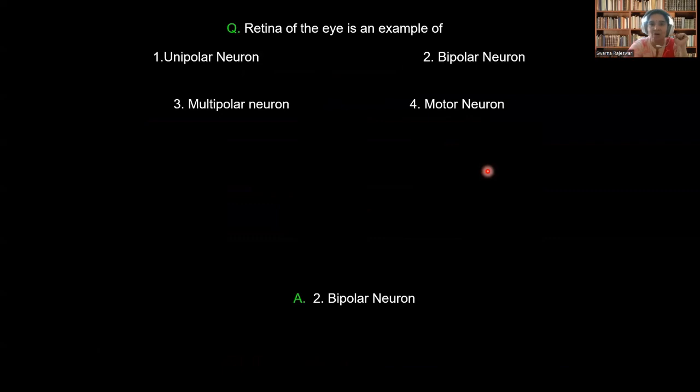So let us take a small concept test. Retina of the eye is an example of unipolar neuron, bipolar neuron, multipolar neuron, or the motor neuron. So we know that it is bipolar neuron, where the cell body contains only one dendrite and one teledendron. It means there are not so many dendrites present.